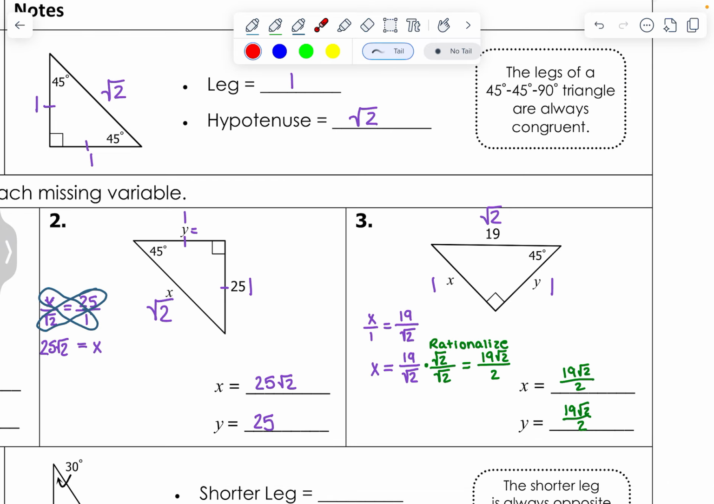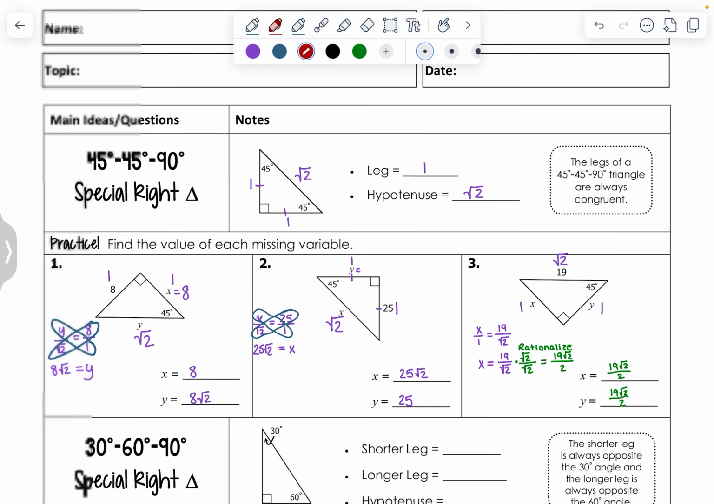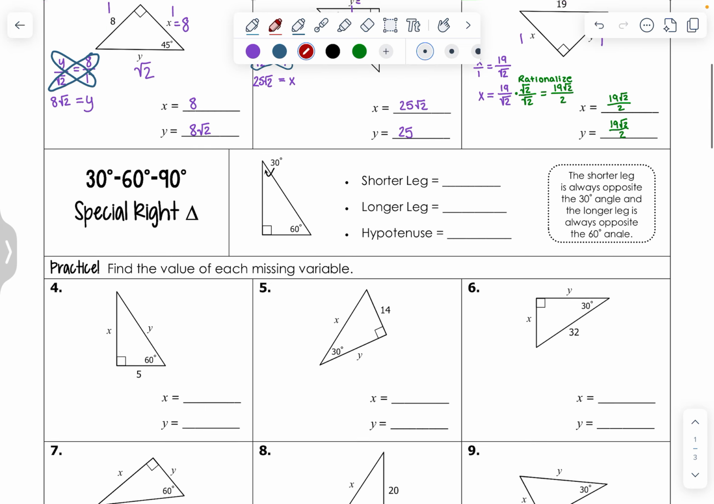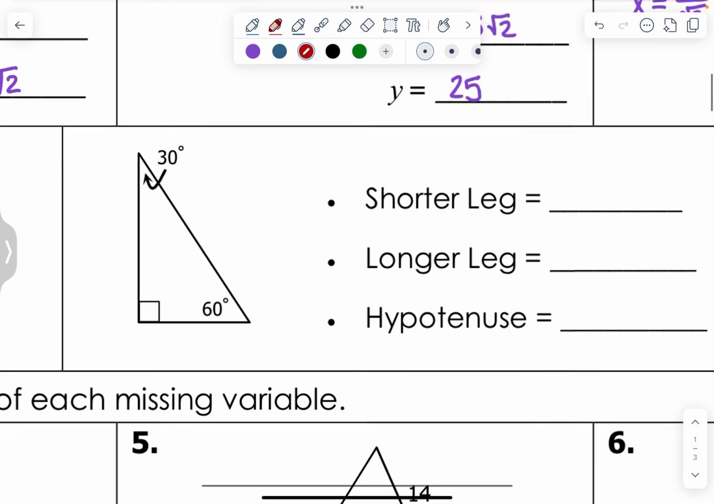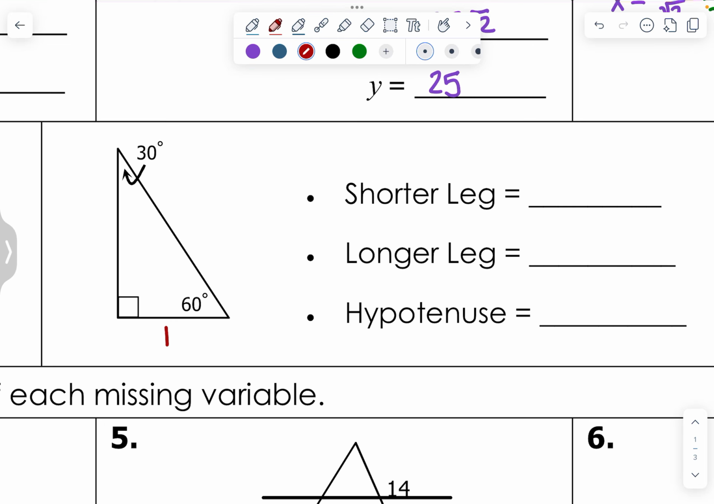All right. So now let's look at 30, 60, 90s. Opposite the 30 on the short leg, we have our rule of 1. The hypotenuse is 2, and then the long leg is radical 3. So short leg is 1, long leg is radical 3, and hypotenuse is 2.